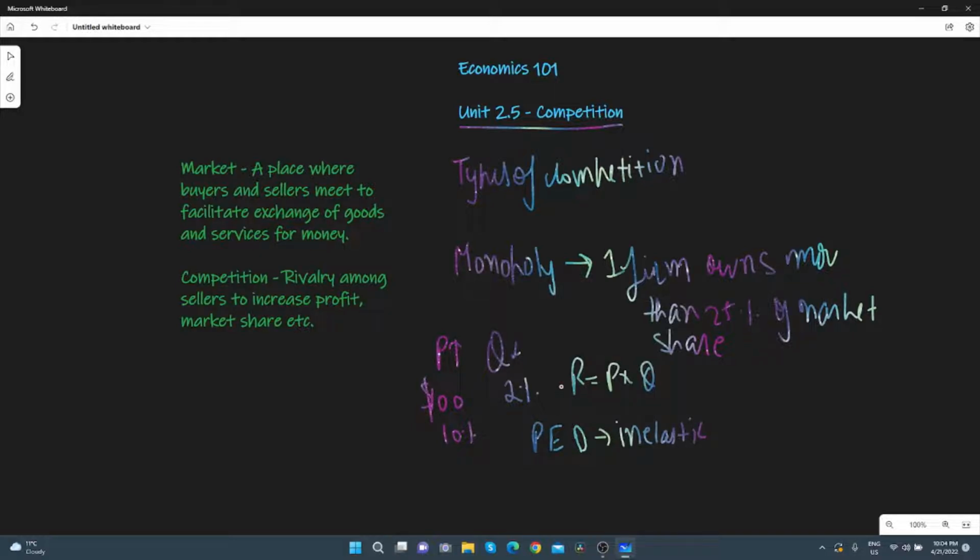And this is what happens in a monopoly. This is basically the whole story: high barriers to entry, one firm dominates the market, and the firm can increase the price because the competitors are not good enough. So this is basically the whole story of monopoly. And your example was Amazon.